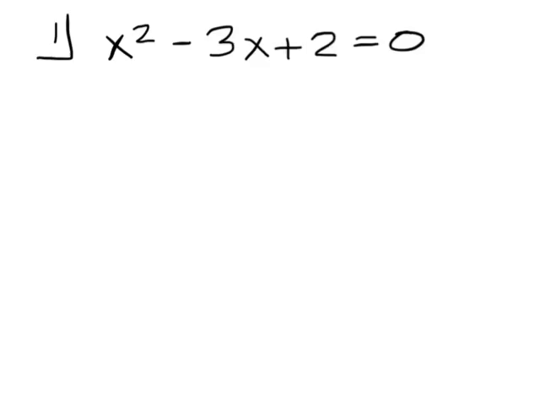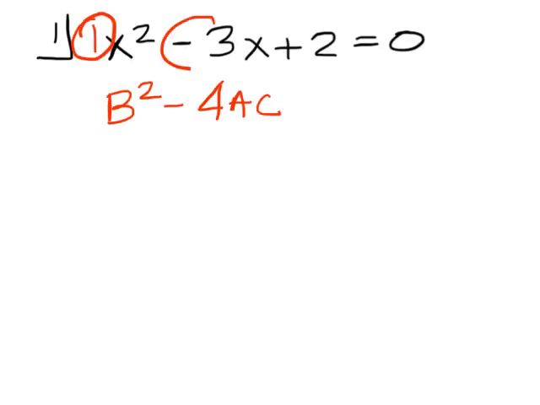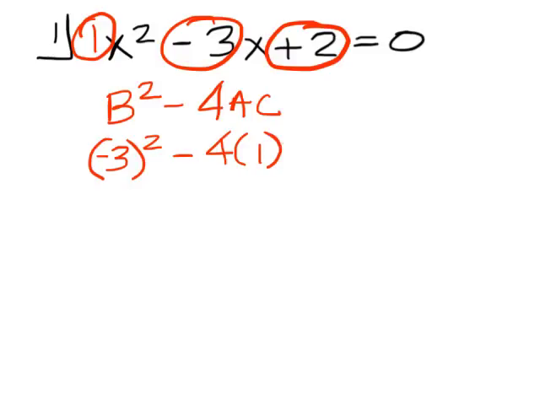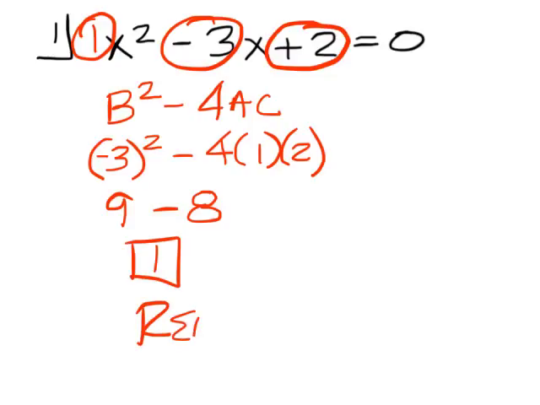On this problem, number 1 from the homework, you need to use the discriminant, which is b squared minus 4ac. A is 1. B is negative 3. C is 2. When you plug them in, you get negative 3 squared minus 4 times 1 times 2. This is 9 minus 8, which is a 1. Therefore, the answer is real.